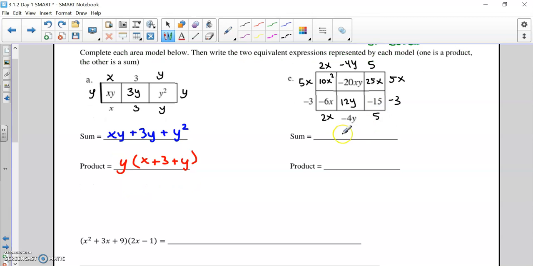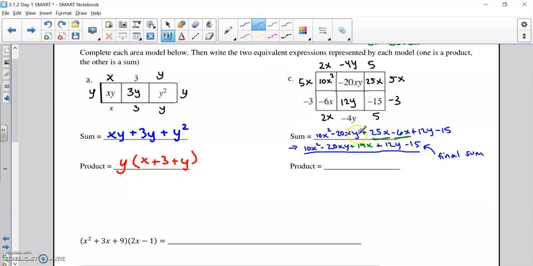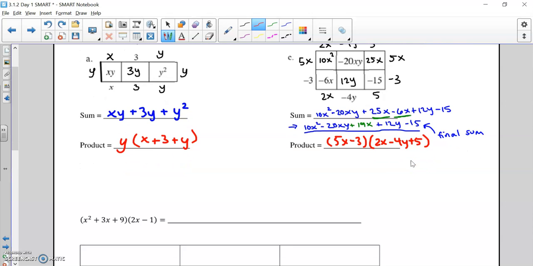All right. So now we can do the sum and the product of our boxes. I am running out of recording time a little bit here, so I'm going to go ahead and do that and then explain it afterwards. All right, so as you can see here, I've added up all the contents of this box for this expression, and then I combined these two like terms to get my 19, and this is my final sum. Okay, for my product, I'm just going to go ahead and take what's on the outside. So we've got 5x minus 3. And then 2x minus 4y plus 5. Okay, and then we're done with that one.